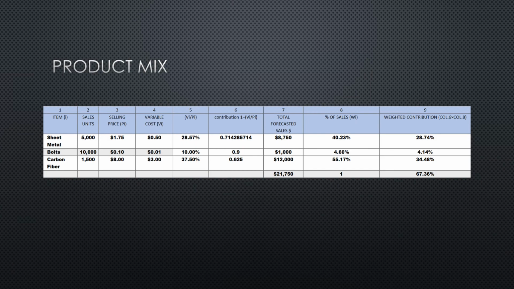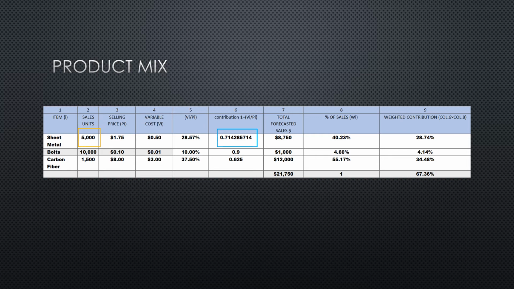The first step to finding break-even point with multiple products is to divide specific variable costs by specific sales price. In this case, we'll be looking at sheet metal's variable cost of 50 cents and divide it by its sales price of $1.75, which yields a ratio of 28.57%. Next, we will take the ratios we found and subtract them from 1, which yields the inverse, which is also the contribution. In this case, that's 71.4%.